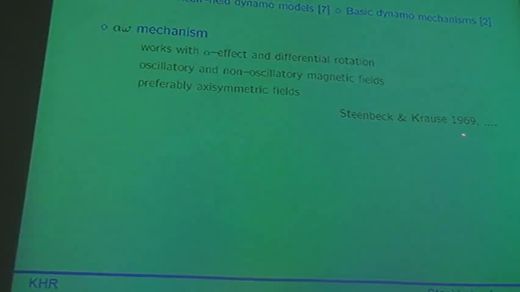Again, Steenbeck and Krause in 1969 used the first model to model the solar dynamo. If you think of this time, it was rather successful in explaining the solar magnetic fields. Preferably axisymmetric fields.